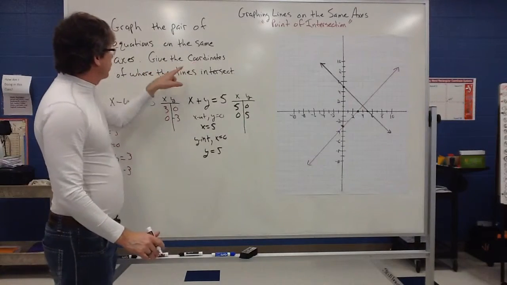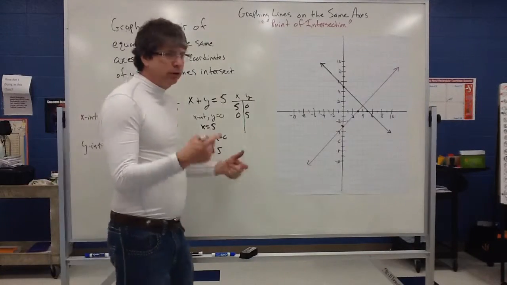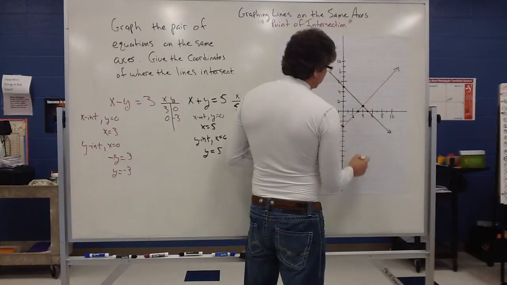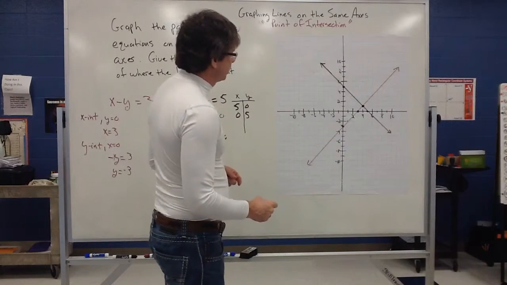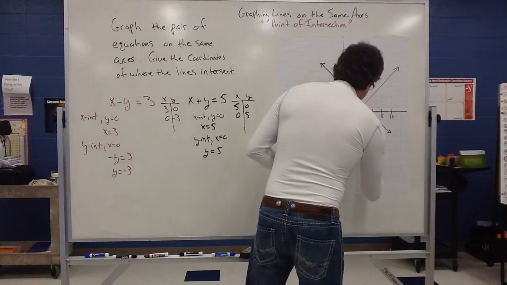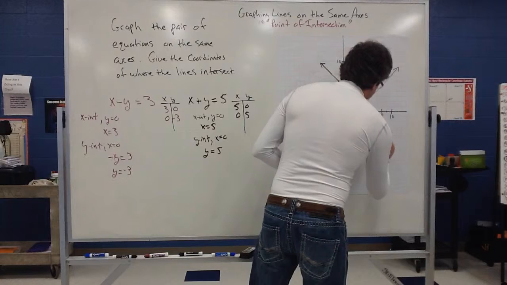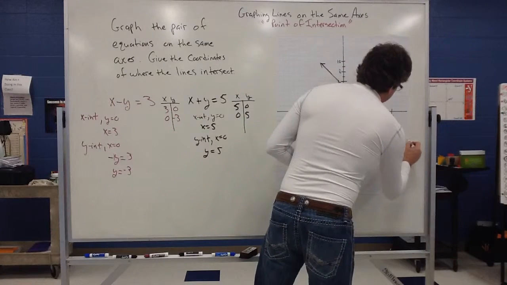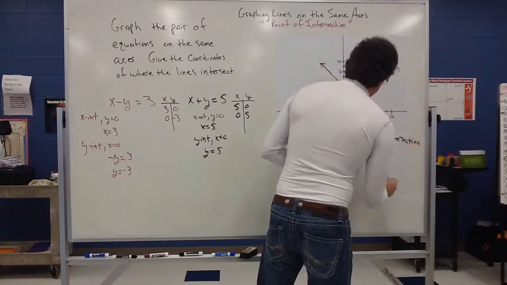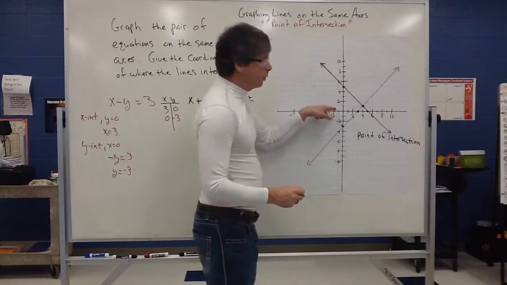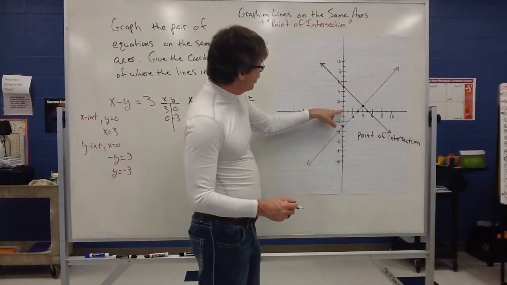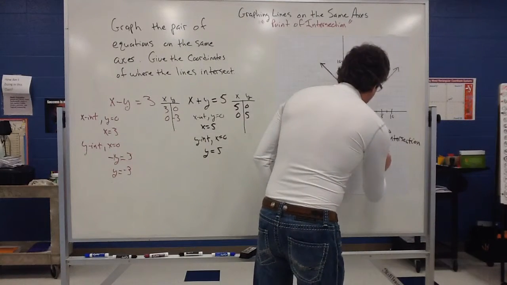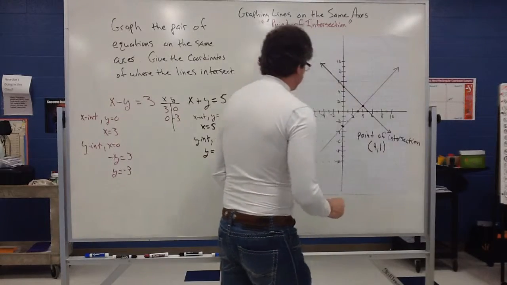and what they want us to do is give the coordinates for where the lines intersect. So where the 2 lines meet is called the point of intersection. It looks like they meet right here. So that is going to be our point of intersection. So the point of intersection is, again, you have to start from the origin to identify that ordered pair. So from the origin, you have to go over 4 and up 1. So 4, 1 is going to be my point of intersection.